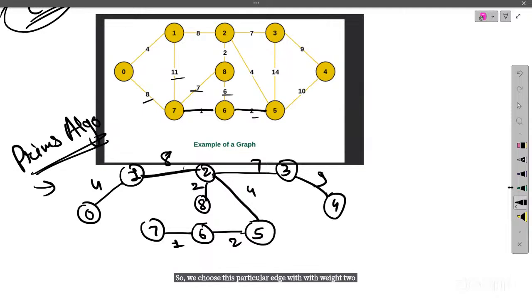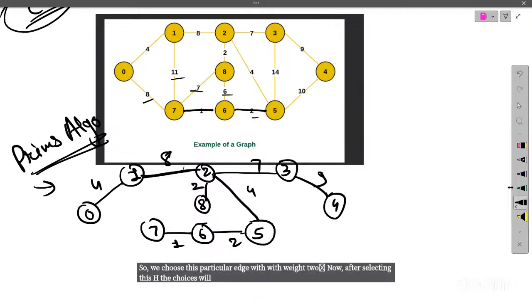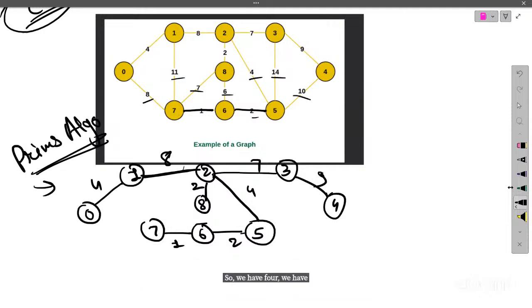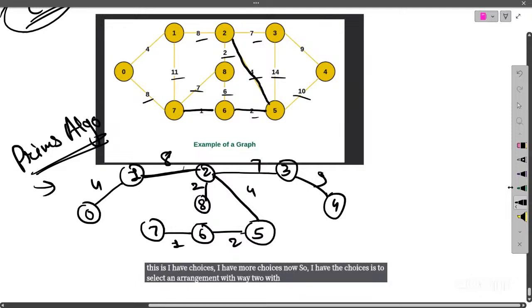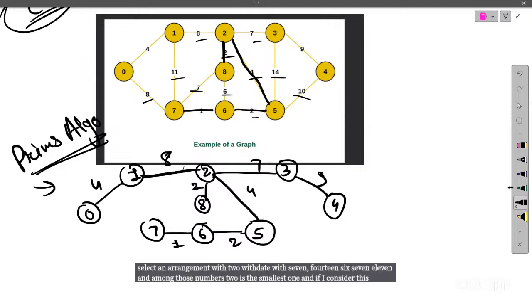Now after selecting this edge, we have many other choices. So we have 4, we have 14, we have 10. Among all those numbers, 4 is the minimum, so that's why we selected this particular edge. As I selected this edge, I have more choices now: weight 2, 8, 7, 14, 6, 7, 11, and 8. Among those numbers, 2 is the smallest, and if I consider this edge, it won't create a cycle in my tree, correct? So I can consider this one also.